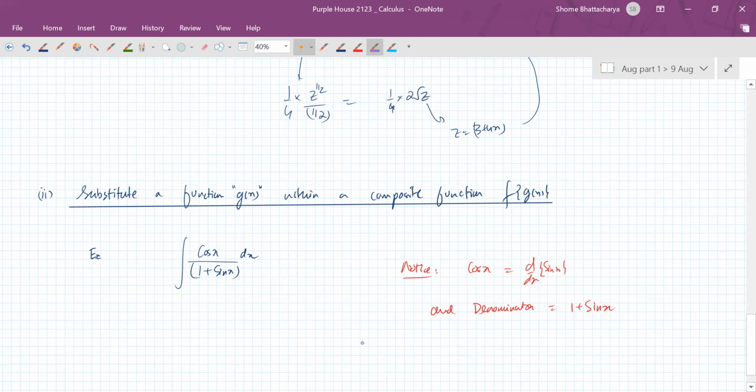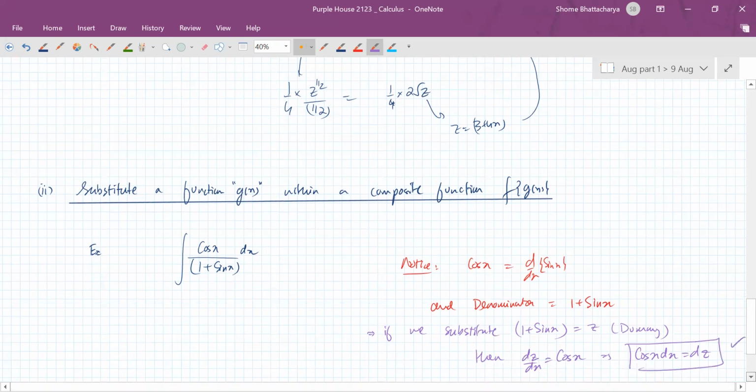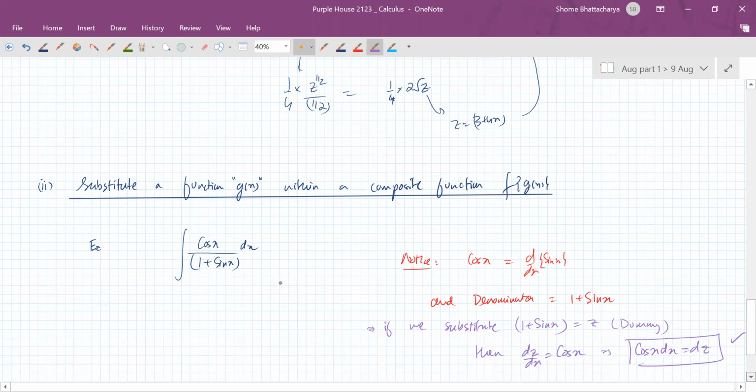So this tells me that if we substitute 1 plus sin x, that is the denominator, as a dummy variable z, then dz by dx is equal to cos x, which is the numerator. So in cross multiplying this, we can see that we can substitute cos x dx as dz. So the moment we do this, the integral is solved because the denominator is z. So this is the method that we apply in this type of function.